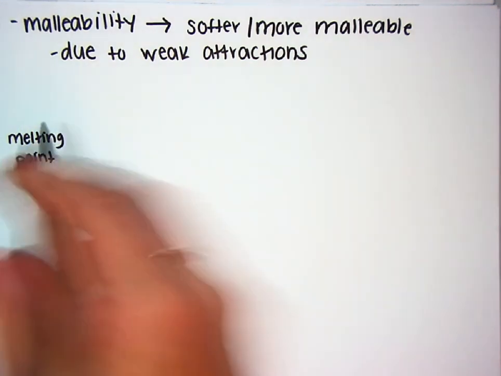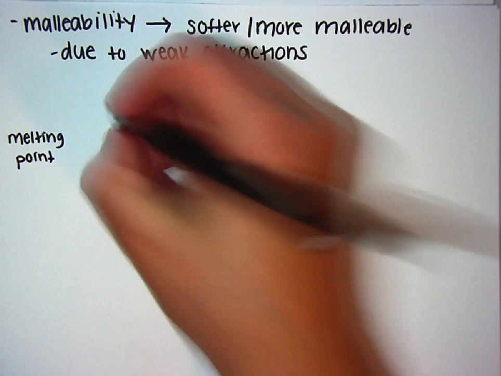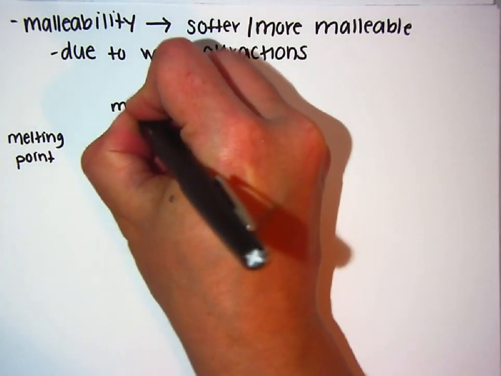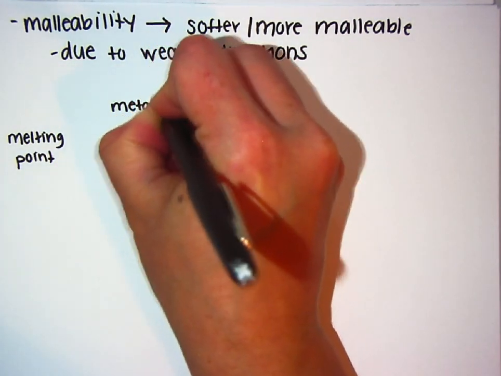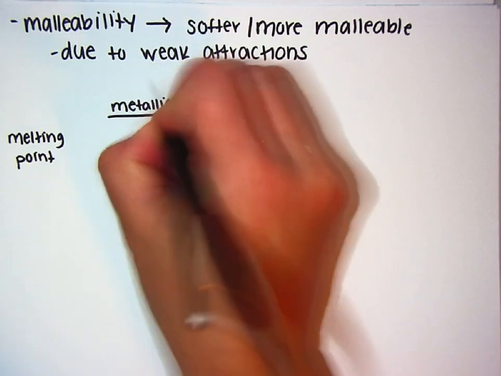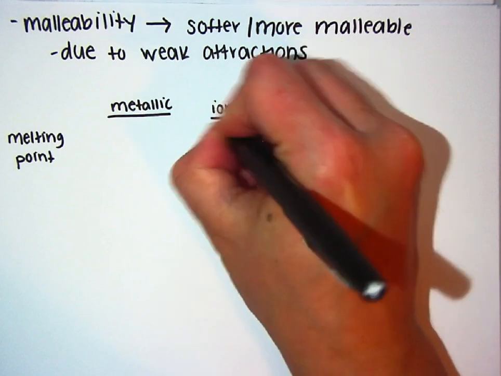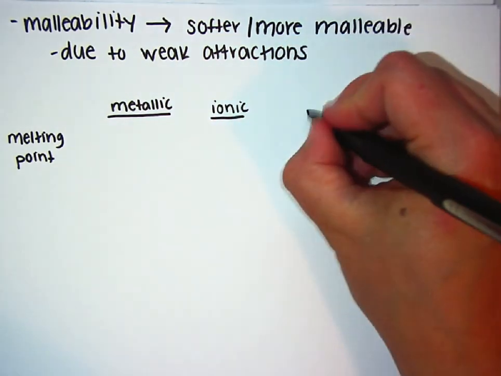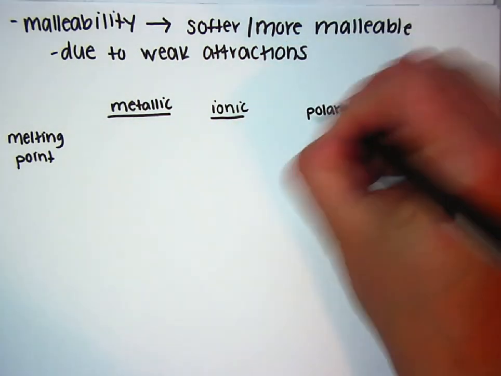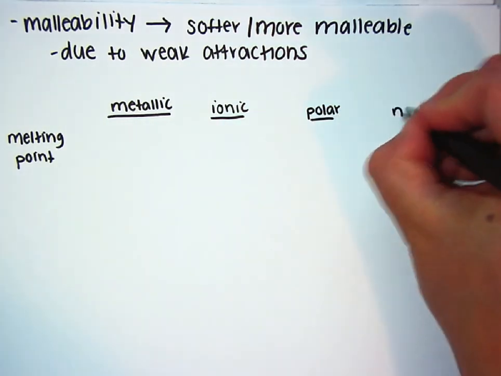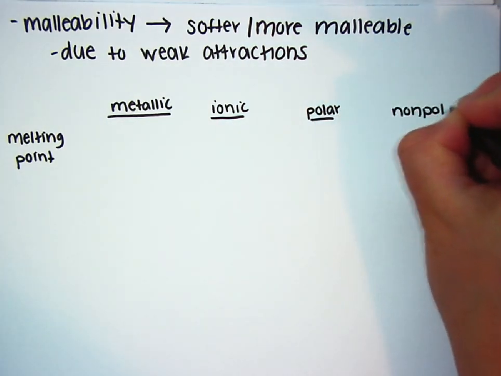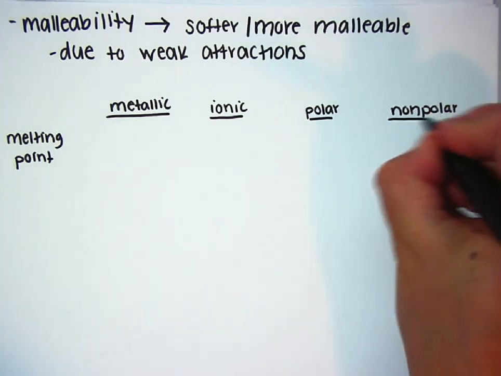So we'll do properties down the Y, bond type across the top. So we have metallic, ionic, polar covalent, and nonpolar.